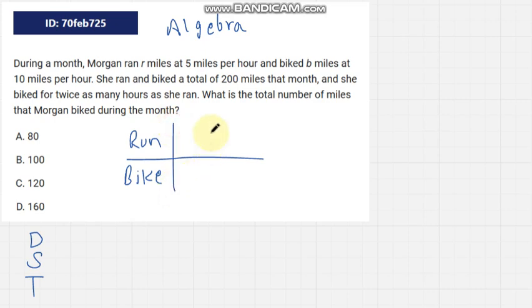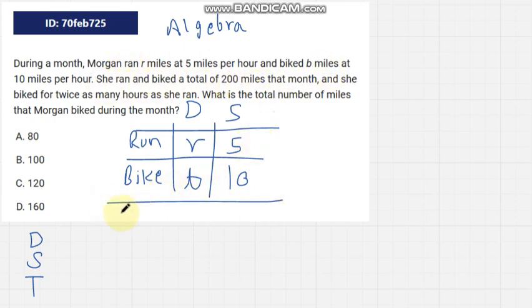Let me make a small table. Here we write the distance, here we write the speed. The speed of run is 5 miles per hour, for bike is 10, and the distance for run is R miles, and the distance for bike is B miles. She ran and biked a total of 200. The total running and biking is 200 miles. So that's the total row.